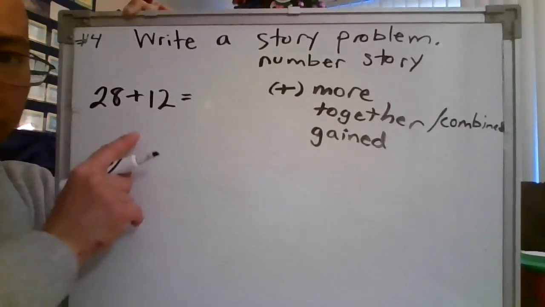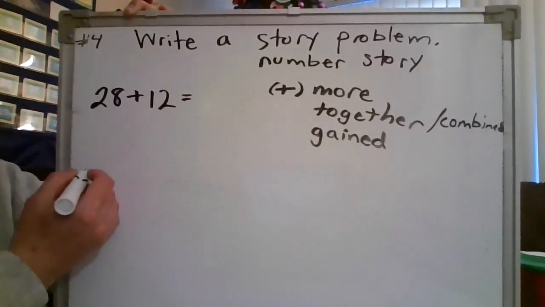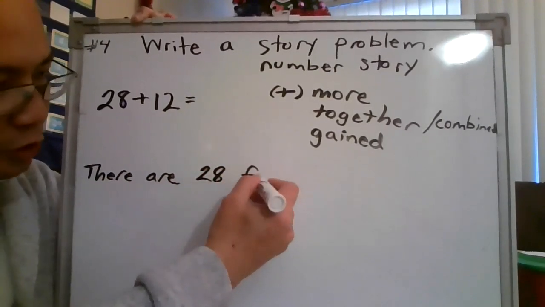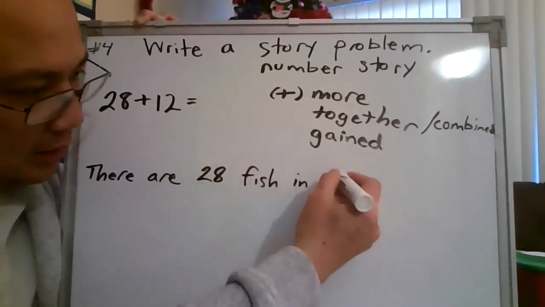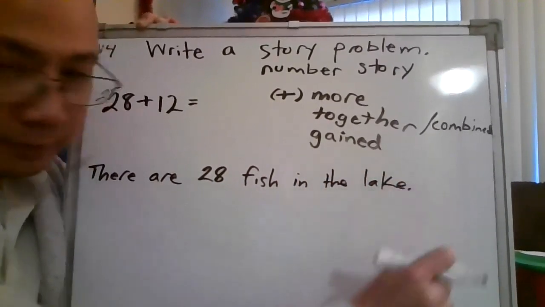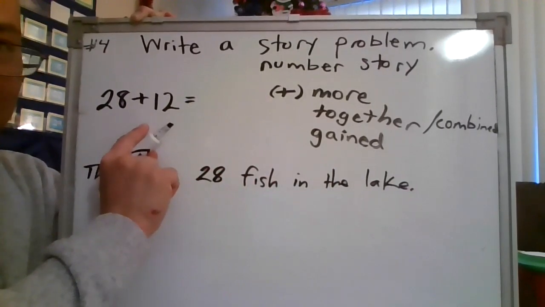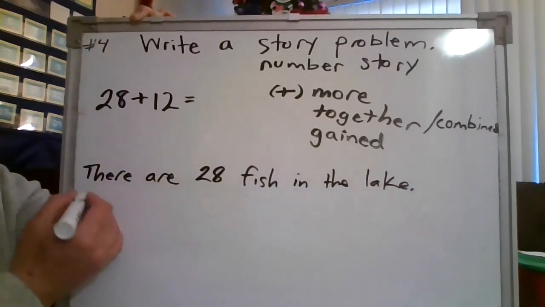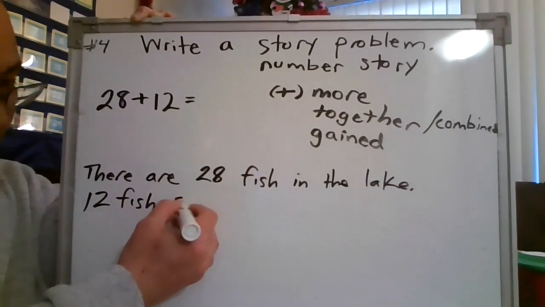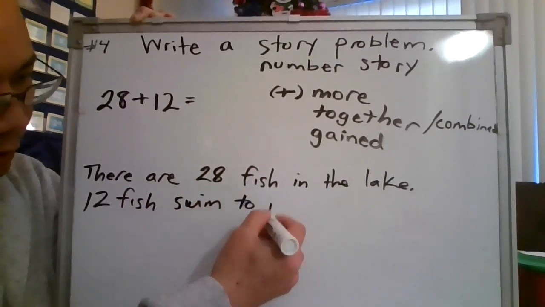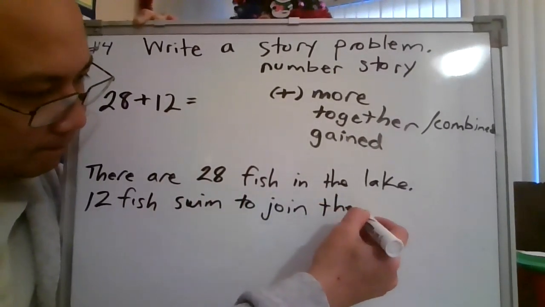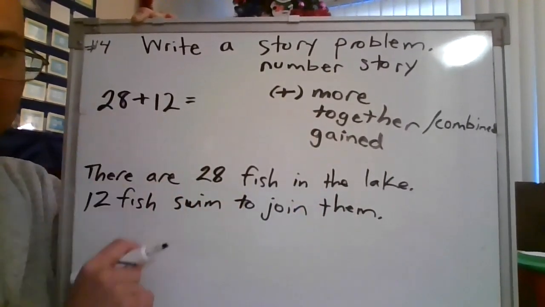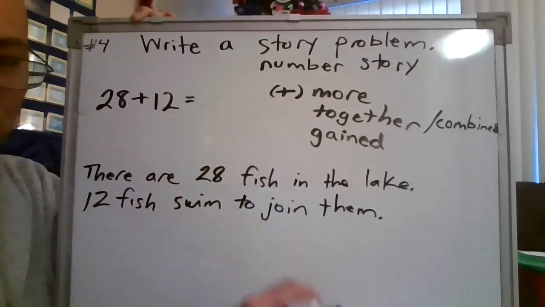Let's come up with a story problem from this equation, 28 plus 12. There are 28 fish in the lake. Now something happens. Either some more fish join or some fish come together. Maybe they're having a party. 12 fish swim to join them. There they are, they're joining them. They're coming together. There are 28 fish in the lake, and then 12 fish swim to join them.